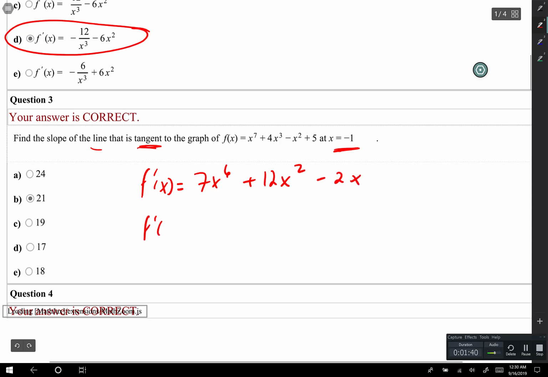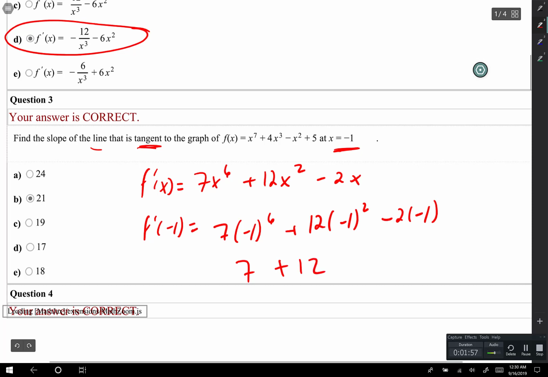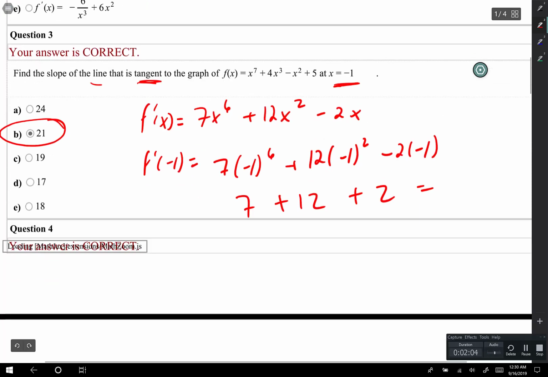Plug in f prime of negative 1. So 7 times negative 1 to the 6th power, that's going to be a positive 7, plus 12 times negative 1 squared, it's going to be a positive again, minus 2 times negative 1, it's going to turn positive. So 7 plus 12 plus 2. So 21. All right, go to the next one.